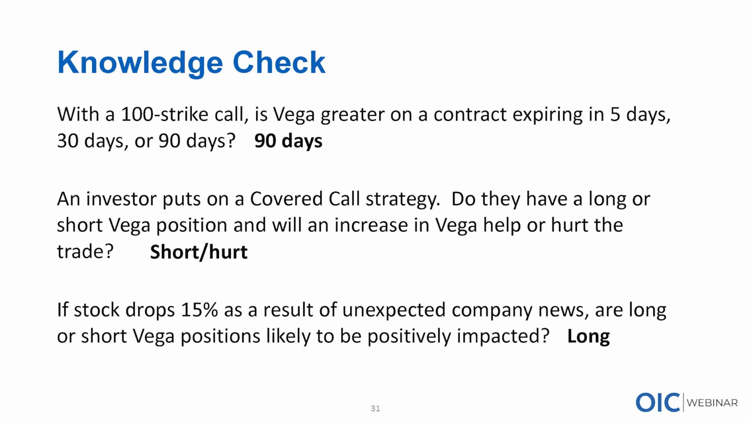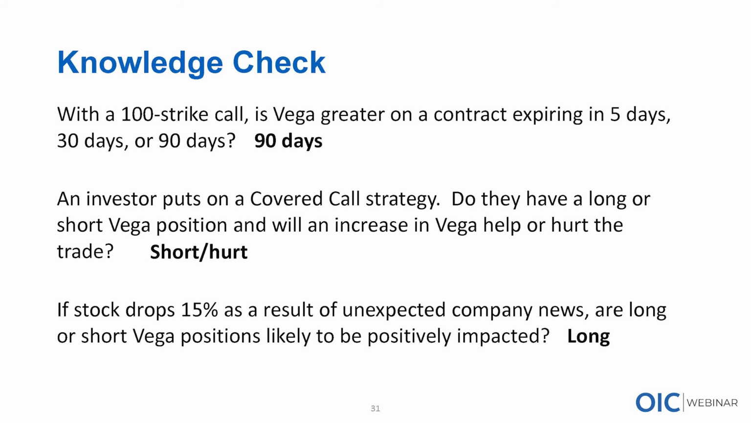Let's say an investor puts on a covered call strategy, which is one of the more popular strategies that many investors do. I know many of you have probably put on the strategy. Do you have a long or short Vega position by doing this? And will an increase in Vega help or hurt your trade? If we're putting on a covered call, we're going to be long the stock, and we're going to be short maybe an at-the-money or an out-of-the-money contract. So what do you think? Are we long or short Vega?